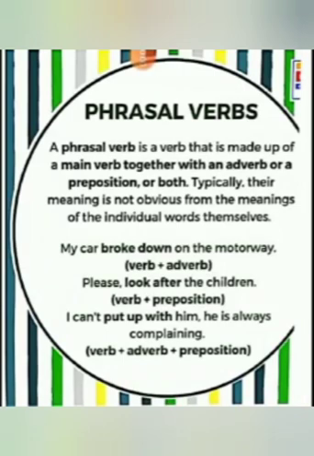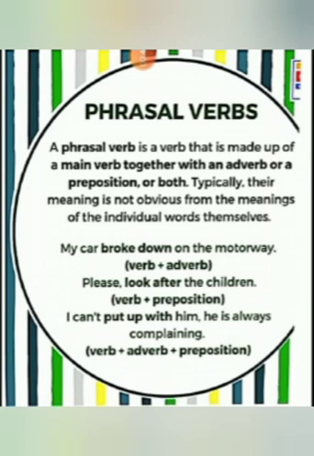A phrasal verb is a verb that is made up of a main verb together with an adverb or a preposition or both. So what is a phrasal verb? A phrasal verb has two parts: one will be a verb, the other word will be an adverb or else a preposition or else both. Typically their meaning is not obvious from the meanings of the individual words themselves, so it will give you a different meaning.